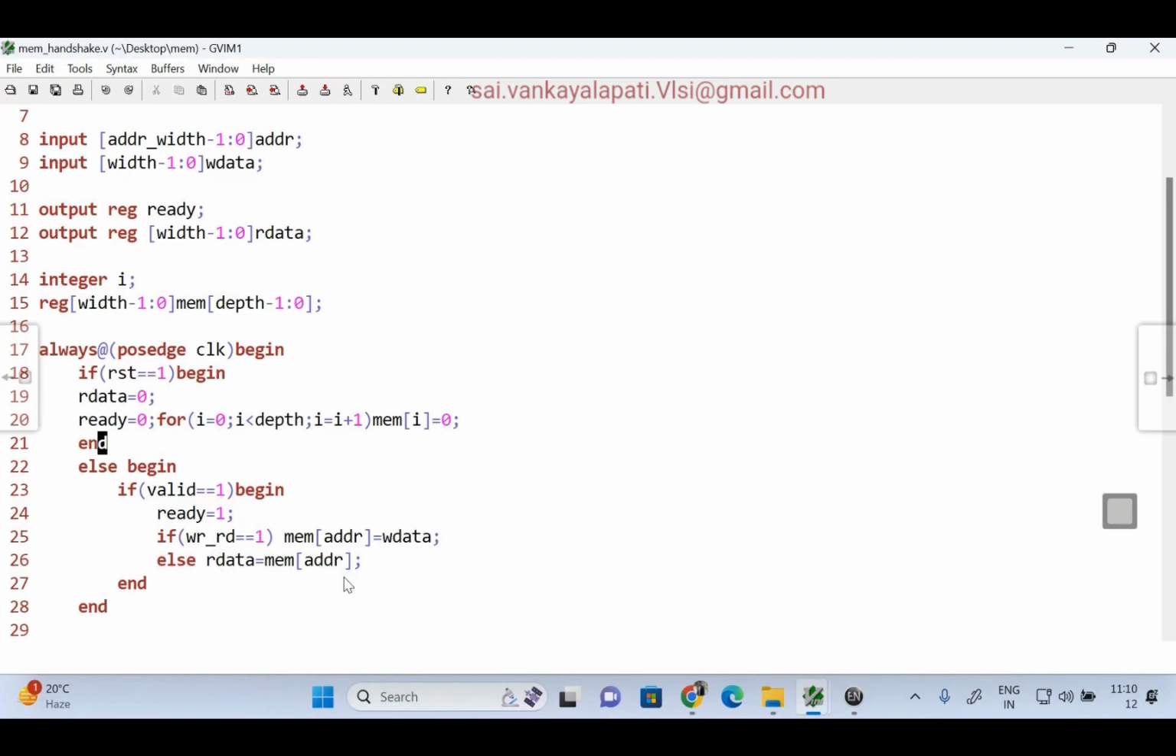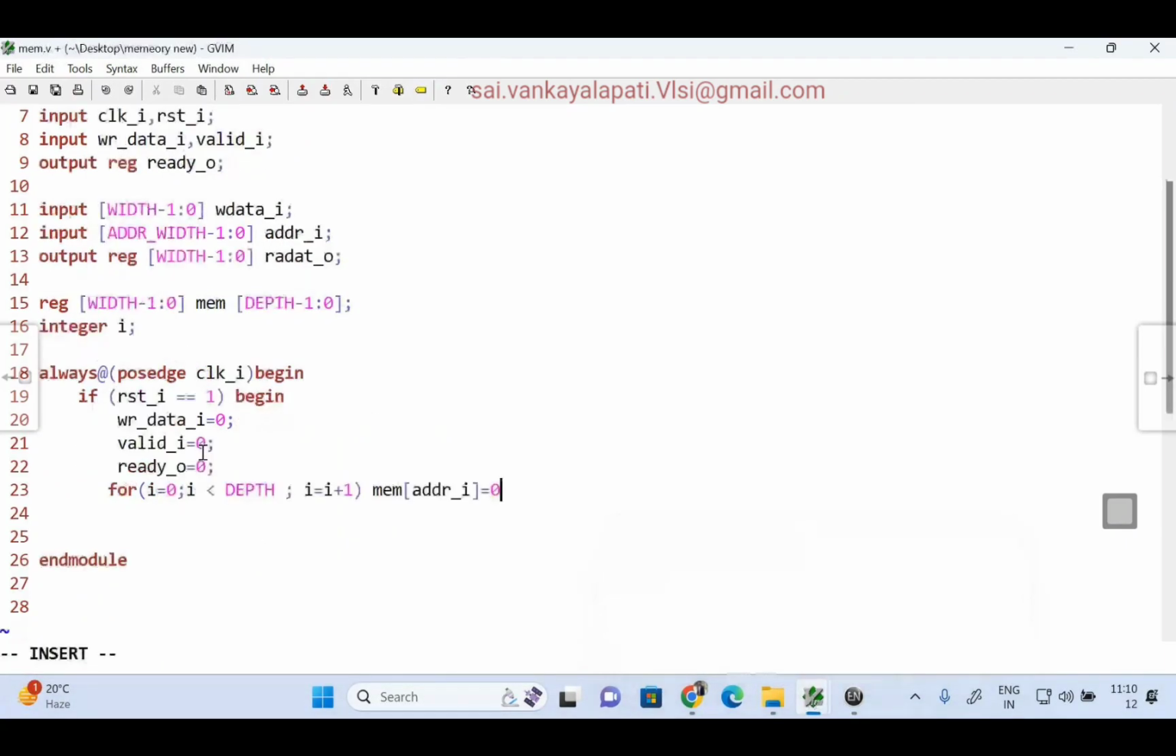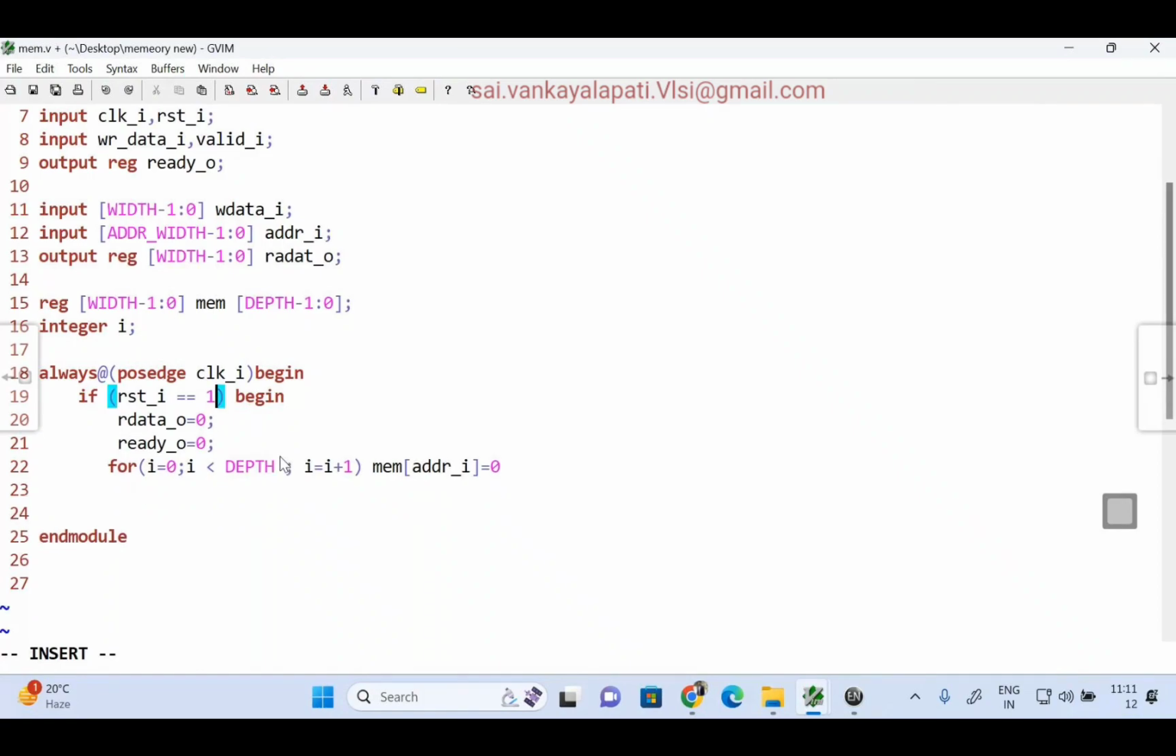If you don't understand this, what I can write in this case is, if reset_I is equal to 1, instead of making this 0, I can do read data_output is equal to 16'b0. Then ready is equal to 1'b0. In that case, for I equal to 0, I less than depth, I incremented, memory of I is equal to 0. This is the end part, right? This is the end.